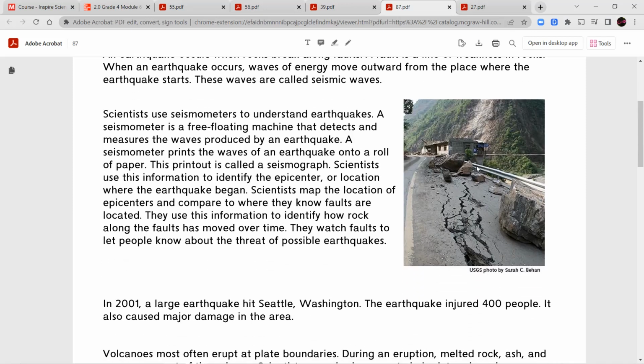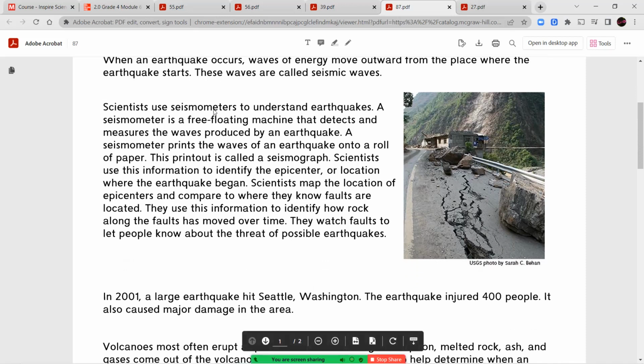Scientists use seismometers to understand the earthquakes. A seismometer is a free-floating machine that detects and measures the waves produced by an earthquake. A seismometer prints the waves of an earthquake onto a roll of paper. This printout is called the seismograph. Scientists use the information to identify the epicenter or location where the earthquake began.